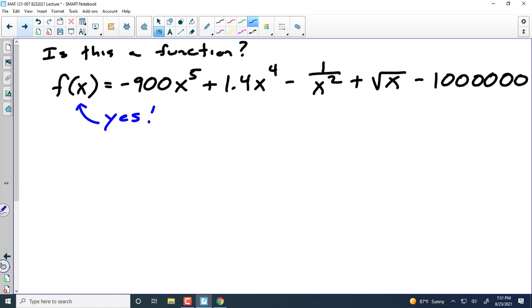I have no idea how to graph this thing. I've never graphed a function like this before. I've been doing math for a while now. I'm not going to do that. But I know it's a function because I was already told it was a function. Plus, I see no y's to even powers.